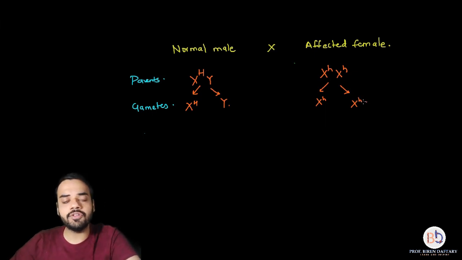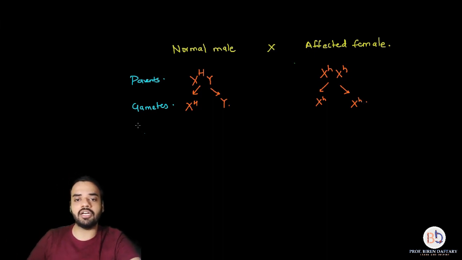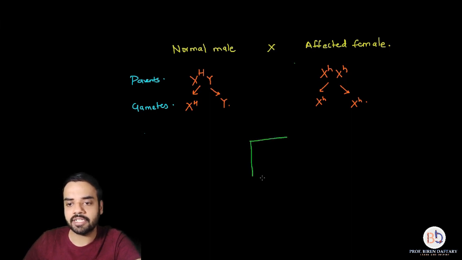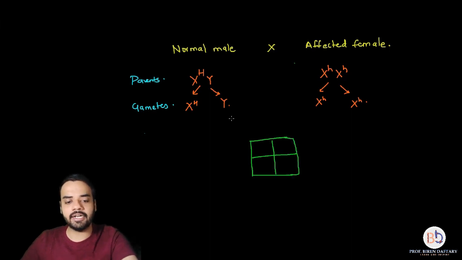Okay. Now you can directly show the offspring or you can use the Punnett square method. The Punnett square method is a checkerboard method which is again explained in the video lecture on Mendel's laws. So now if we want to write down the offspring, let us use the Punnett square method. In the Punnett square method, I draw a checkerboard over here, right? And I write down the gametes over here.